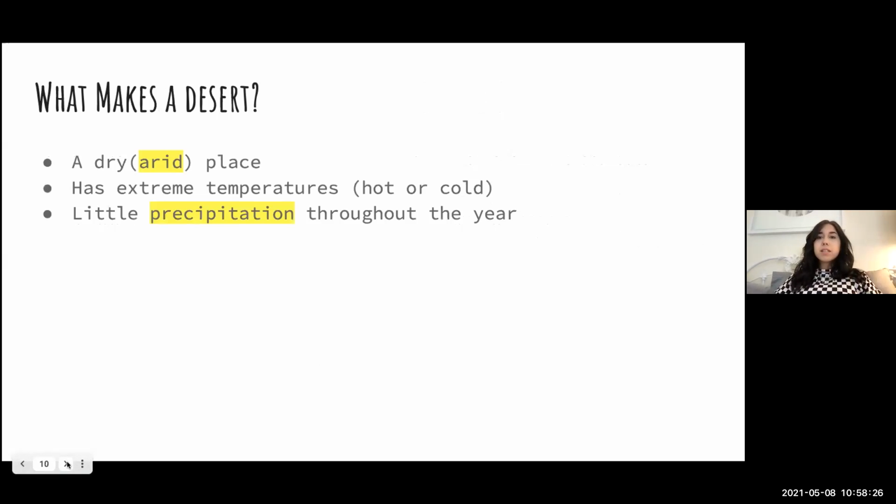And so we kind of discussed what really makes a desert a dry, or the new vocabulary word, arid place. Only a handful of kids that were in GATE knew the word arid, but everybody else understood the term dry. Has extreme temperatures, can be hot or cold, and little precipitation throughout the year. That precipitation word came back from our water cycle unit, and some kids definitely remembered it and some needed a reminder.